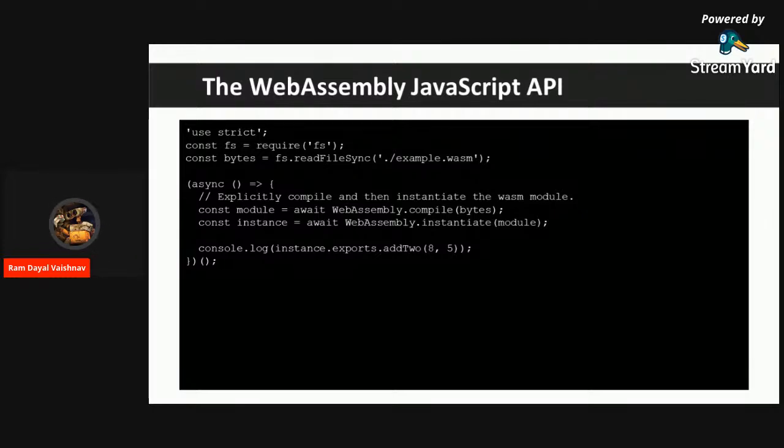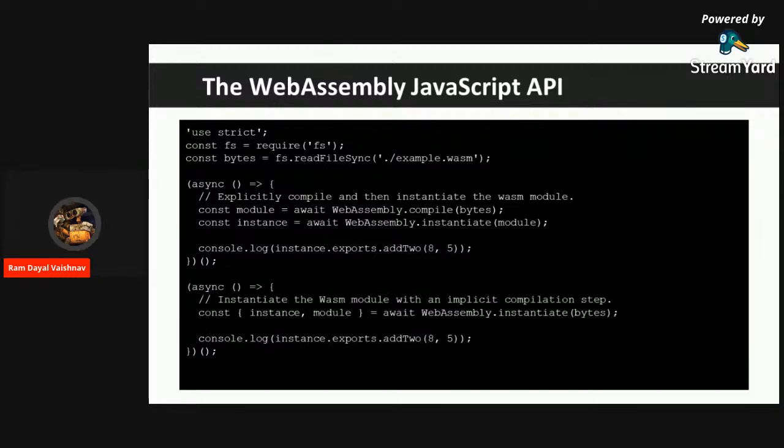If you have a function which adds two numbers in C or C++ or any language, you can compile it to WebAssembly, and then you can import it in JavaScript like this. There is another way. You can directly instantiate it without even compiling. This looks very complicated to many people.